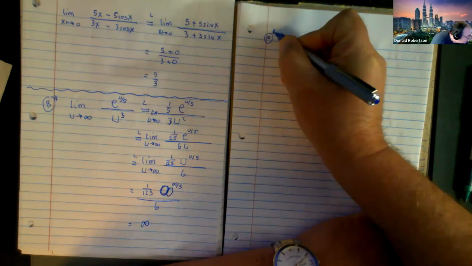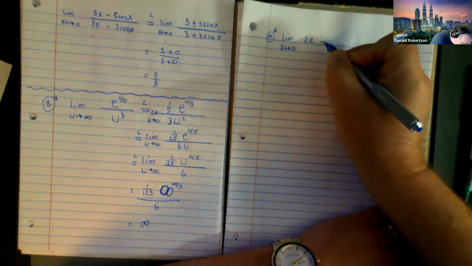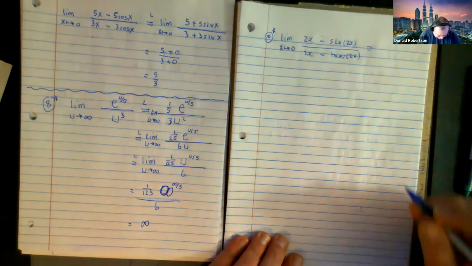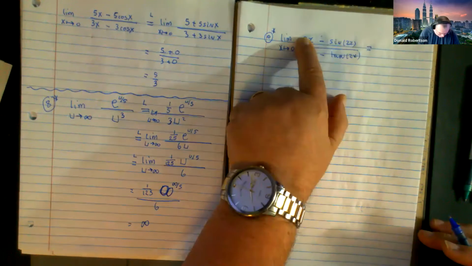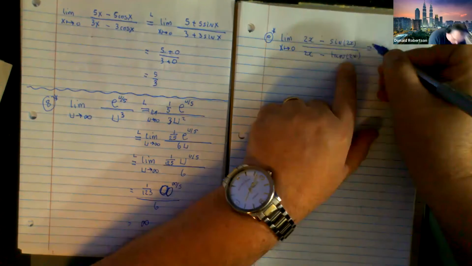Do a trig one. So we have the limit as x tends to 0 of 2x take away the sine of 2x, and on the bottom, I have 2x take away tan of 2x. If you plug in 0 here, you get 0 on the top, 0 on the bottom. Indeterminate form, we can use L'Hospital.